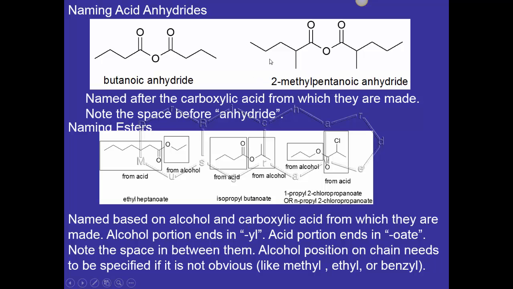Here's another example. This one would be made from 2-methyl pentanoic acid, so it becomes 2-methyl pentanoic anhydride.